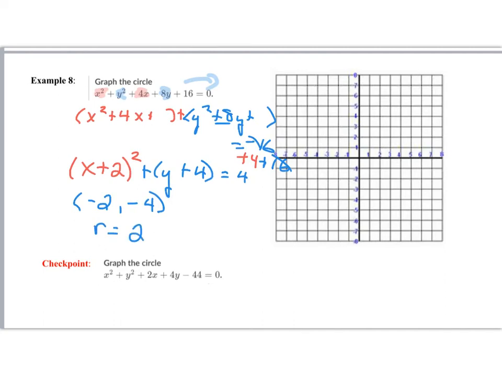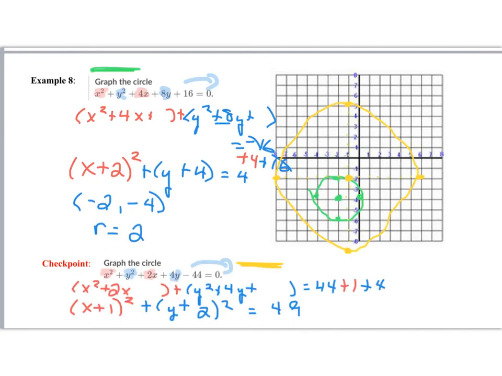Go ahead and pause, try the next one, and come back when you're ready. Okay, here's the answers, and I forgot to graph them too. The first one is green and the second one is yellow.